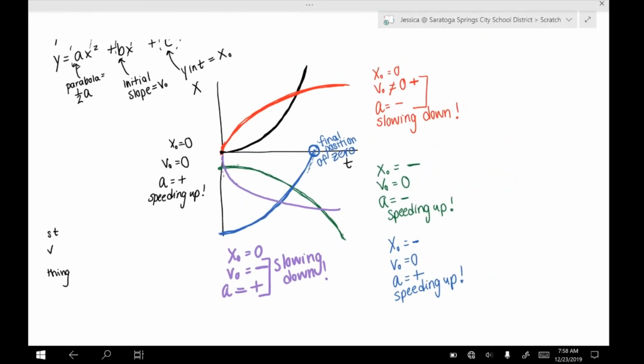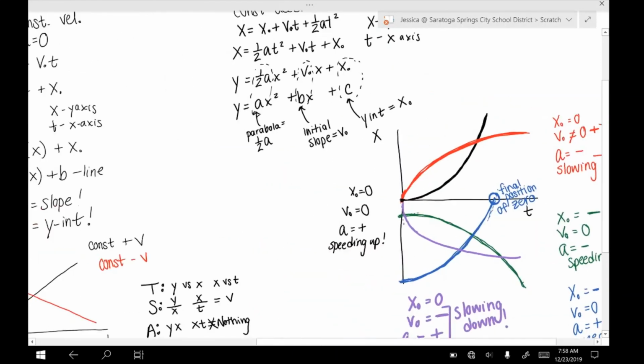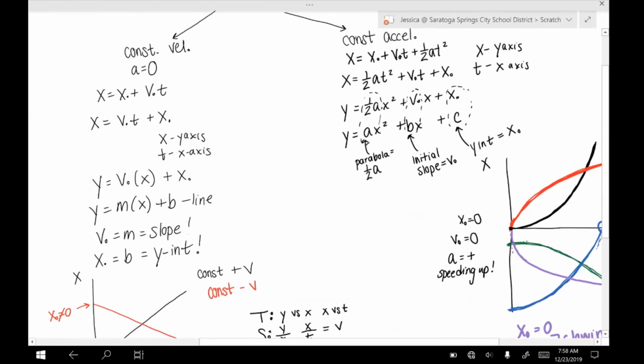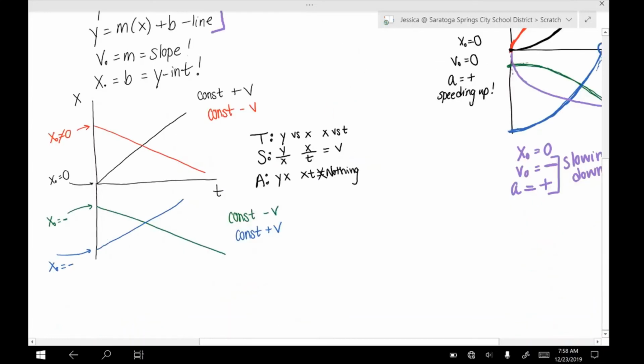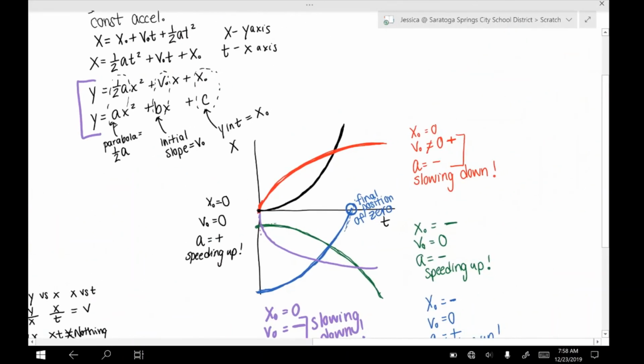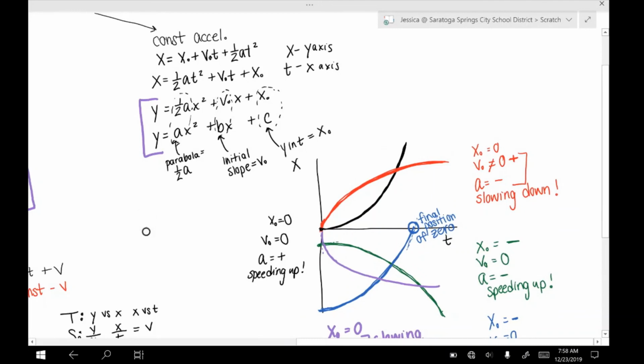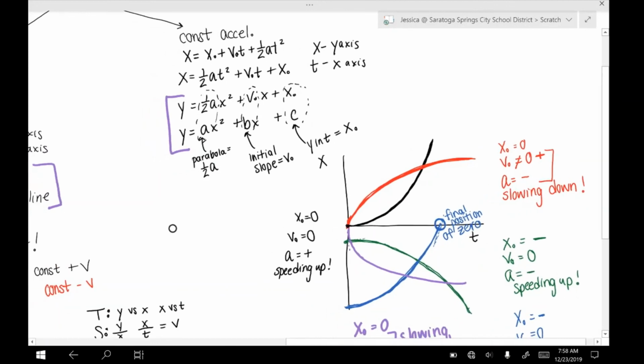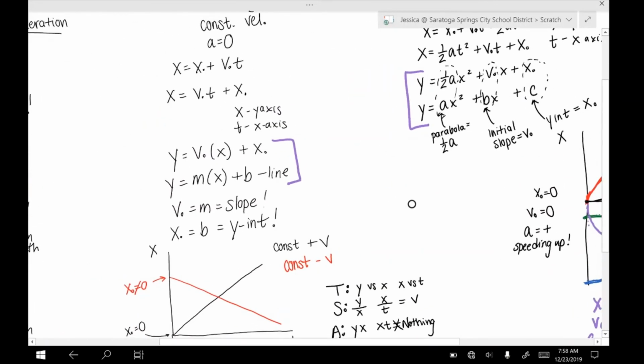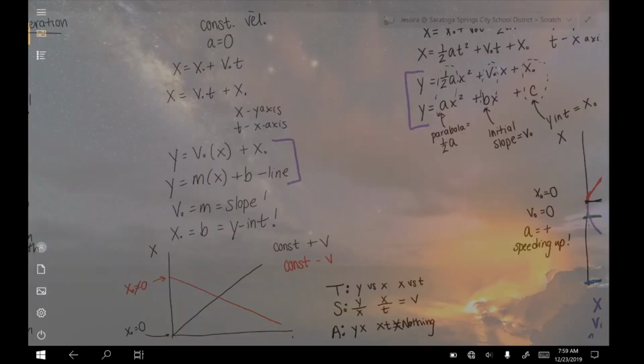And that's basically all there is to know about position versus time graphs, where everything comes from. Don't forget to tie the equations to the graphs because that's going to help us a lot. So remember, constant velocity is going to give us line graphs. Constant acceleration is going to give us parabolic graphs because of the equations and the fact that we have the x squared term when we have the acceleration, and the fact that we don't have an x squared term when we have a constant velocity.